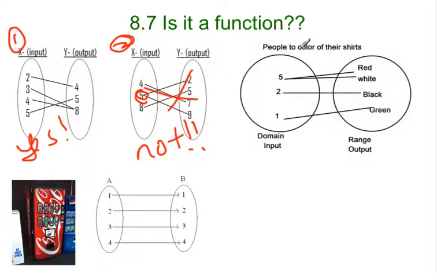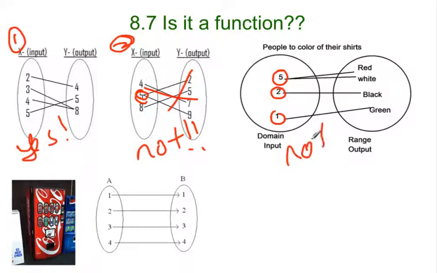Now, how about this one? Color to hair to people to color of their shirts. So, dude number 5, we want to know what color shirt he's wearing. And they're just solid colors. Well, look, it maps to either red or white. That doesn't help us. Person number 2 is wearing a black shirt, person number 1 a green shirt. So these two map, but number 5, it could go to either one. See the range, the output over here. There are 2 values for this input, and so that is not a function.